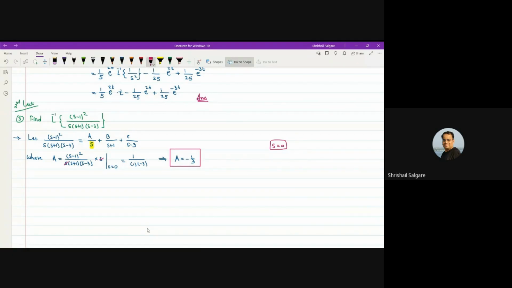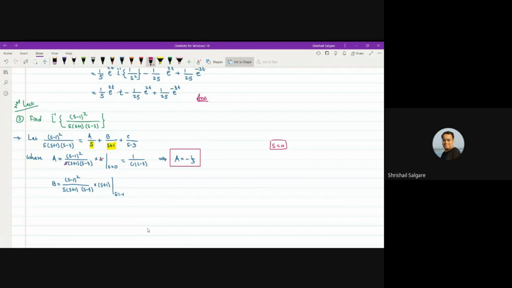In the same manner, if you are calculating b, then b is given by (s minus 1) whole square divided by s into (s plus 1) into (s minus 3). Now you are calculating b and the factor is s plus 1, so you have to multiply this by s plus 1 and take the value of this function at s is equal to minus 1.